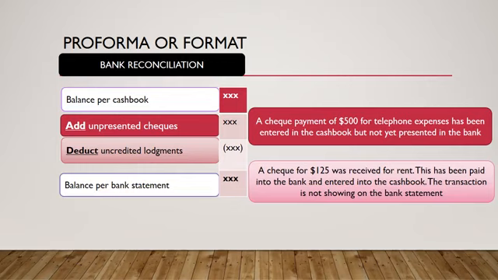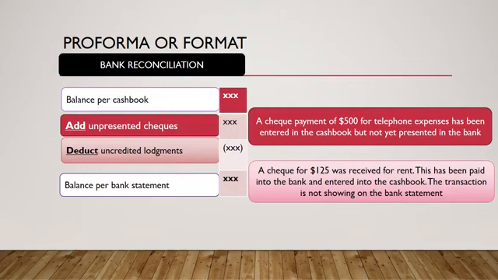All you have to do is understand the terminology and understand the meaning of this wording of the bank reconciliation, because it gets tricky. The examiner gets to try to confuse you. They know you know, but they want to see how you apply what you know. So deduct uncredited lodgements. So an example is a check for $125 was received for rent. This has been paid into the bank and entered into the cash book. The transaction is not showing on the bank statement.